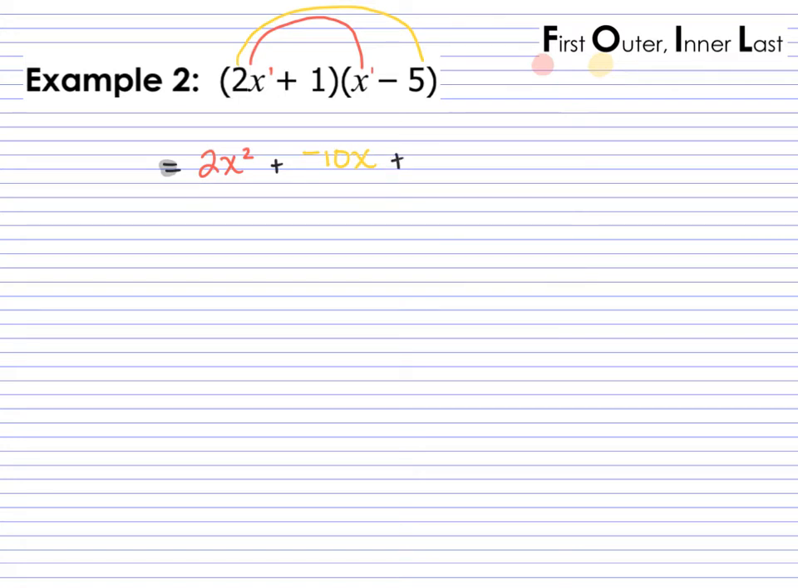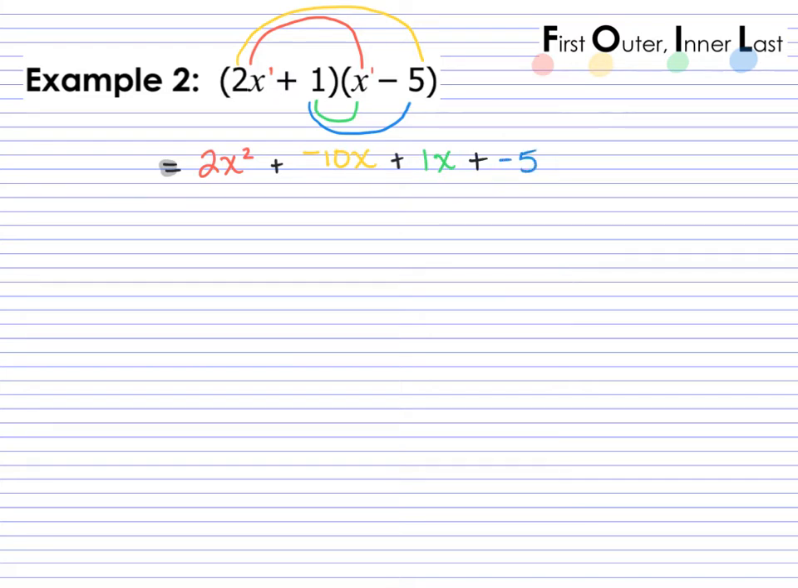Plus, now I'm going to do my inner. First, outer, inner. I'm doing the I in FOIL. So the inner terms are the 1 times the x, which is just 1x. And then I'm going to move on to the L for last. So that's the 1 times the negative 5. Those are my last two terms in each binomial. So 1 times negative 5 gives us, we'll do plus a negative 5.